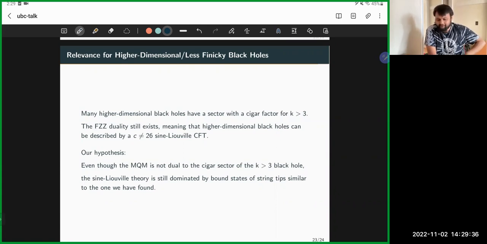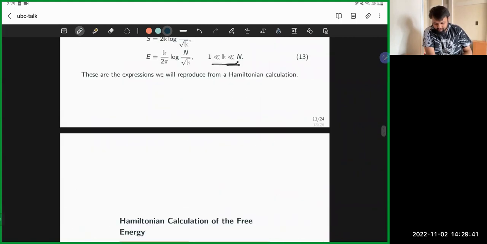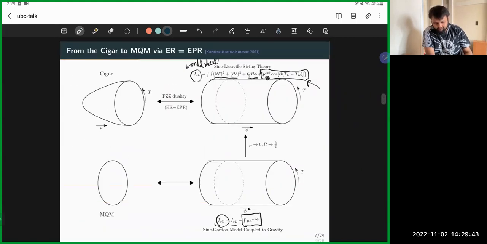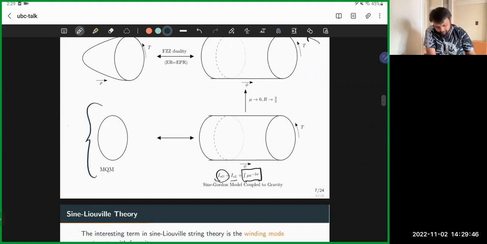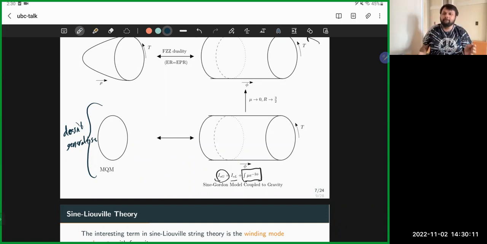And basically what breaks when you do that is, where's the picture? This part doesn't generalize. Okay, the bottom line: the top line still exists. So we don't have an MQM description in general for these high dimensional black holes, which makes sense because it's a one matrix quantum mechanics. There shouldn't be too much in there. There's only so much stuff that you can stuff in one matrix.